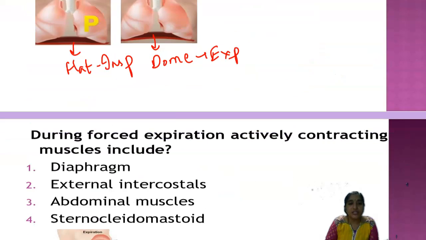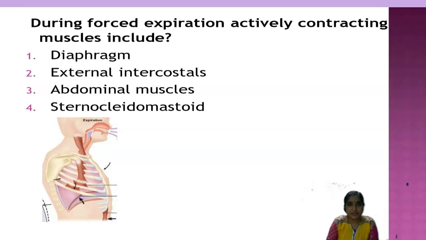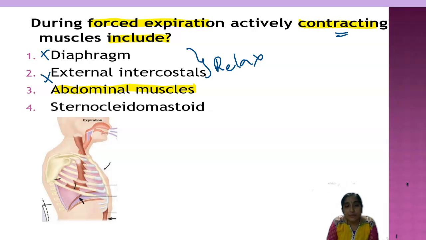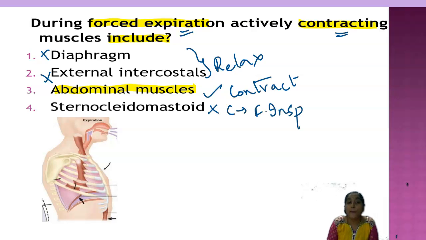The next question from this topic is: during forced expiration, actively contracting muscles include what? They include the abdominal muscles and the internal intercostals. As I already said, during quiet expiration the diaphragm and the external intercostals relax, but the question mentions contracting, so options 1 and 2 are wrong. The abdominal muscles do contract during forceful expiration. The sternocleidomastoid contracts during forceful inspiration, and the question is about expiration. So option 3 is the correct answer.